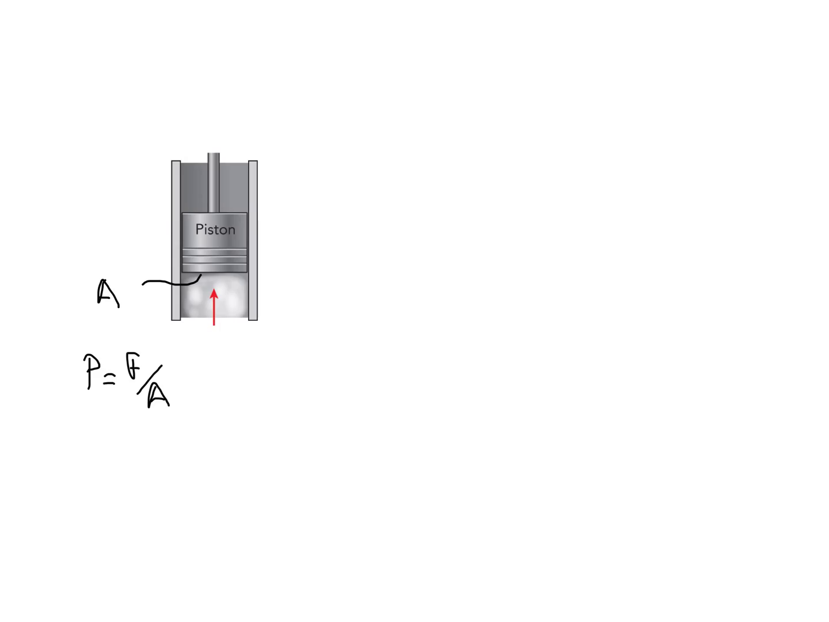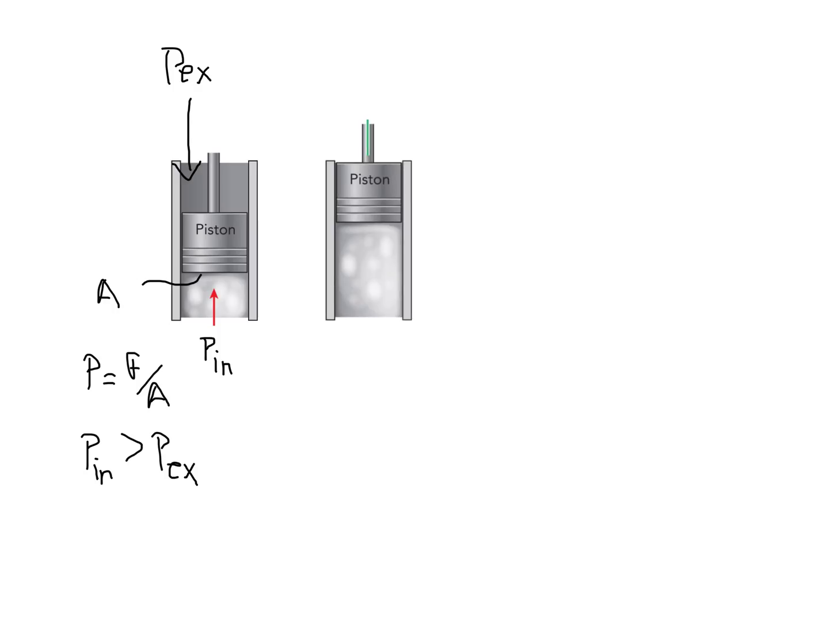There's also air or gas particles pushing down on the piston from above, and so there's an external pressure and an internal pressure. When the internal pressure is greater than the external pressure, the piston will move up when the internal force is greater than the external force. And thus we have done work on the piston.